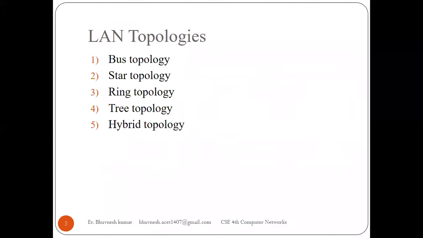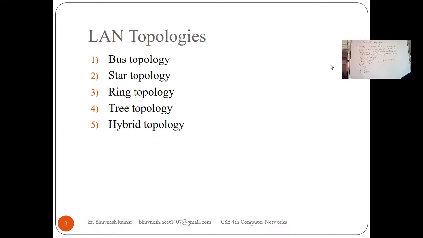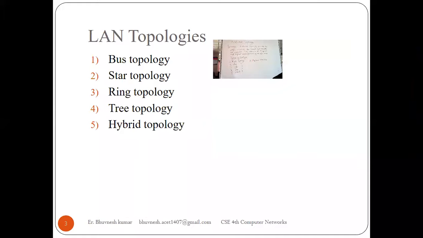Further, there are different types of topologies. LAN topologies are: first is bus topology, star topology, ring topology, tree topology, hybrid topology, and one more is mesh. Now I will draw the diagram of how these topologies work.